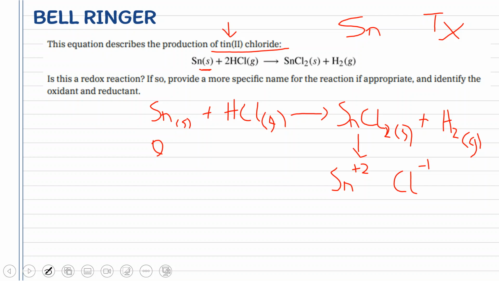So it was just tin in its elemental state. The oxidation number is 0. There's no charge. But now tin has to combine with chlorine to form tin chloride. The only way is that tin was +2 here and chlorine was -1. So look at the change in the oxidation number. Here it's 0, now it's +2. What that tells us is that straight away this is a redox reaction. So our first response is that yes, it's a redox reaction.